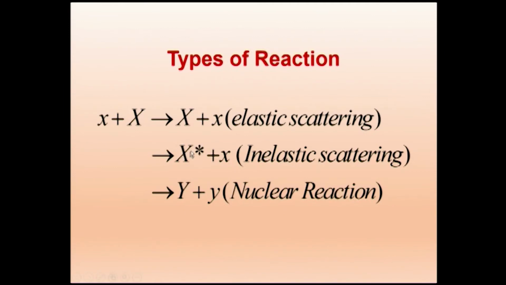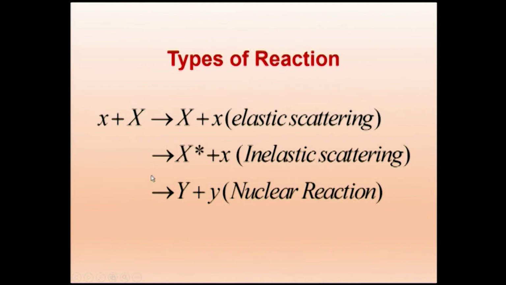So, we just put a star to show that it is excited. Here the outgoing particle is the same. So, the nucleus has not changed, it is only excited and therefore, it will de-excite by gamma radiation. So, the same nucleus only. Therefore, this is called inelastic scattering. Inelastic because it has lost some energy, there is an energy change.